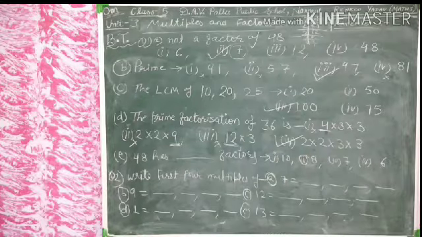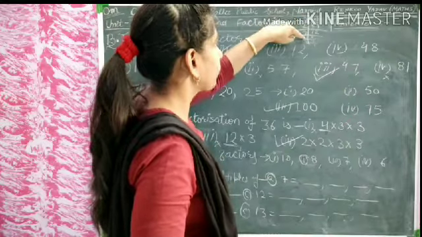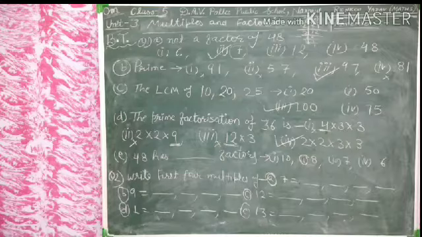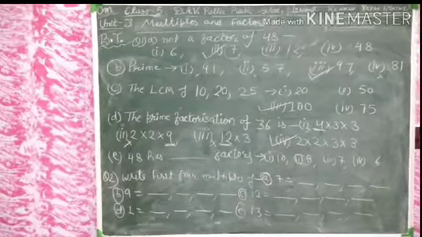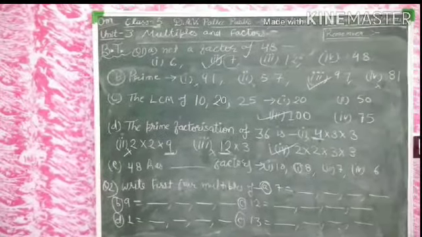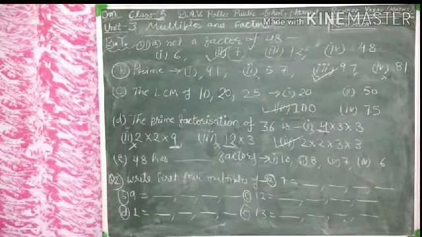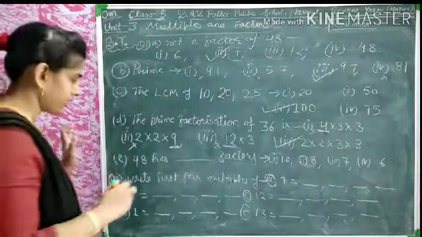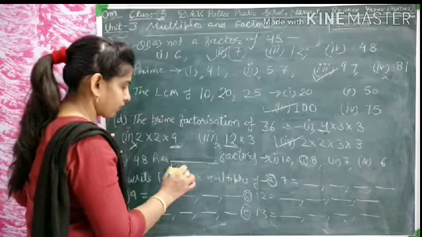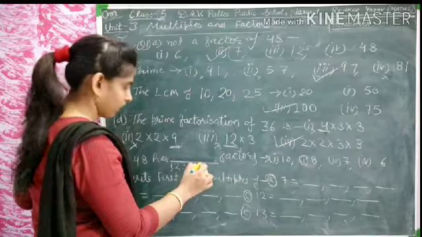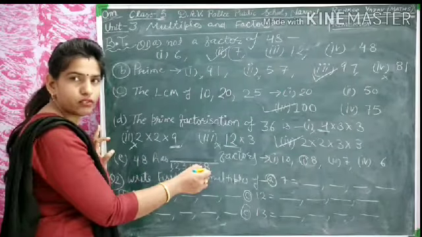Now we will do part E. In part E, how many factors does 48 have? So students, you are seeing here the factors of 48. 1 is a factor of 48, 2 is a factor of 48, 3 is a factor of 48, 4 is a factor of 48, 5 is not a factor, 6 is a factor of 48, and 8 times 6 is 48. It means the process stops there.